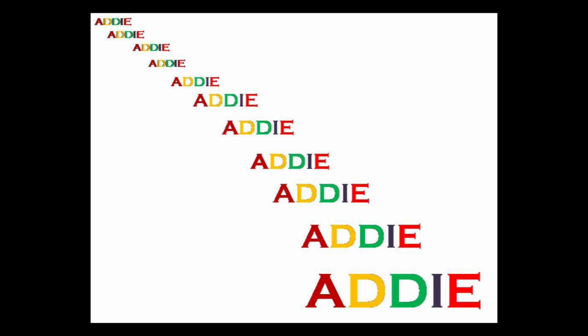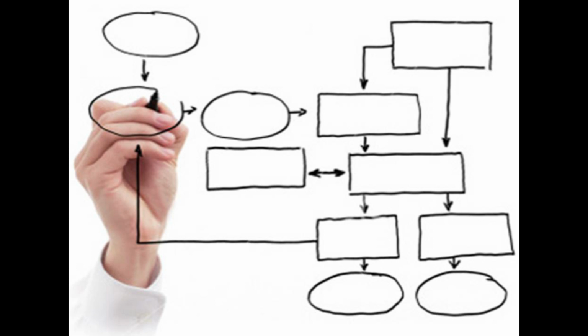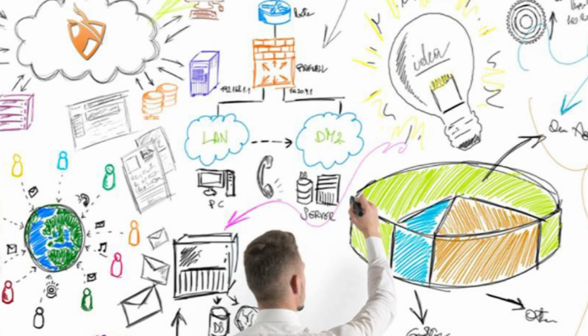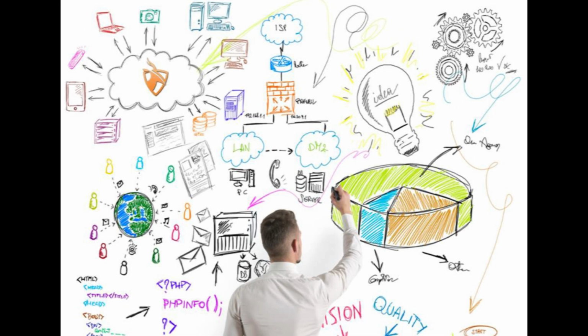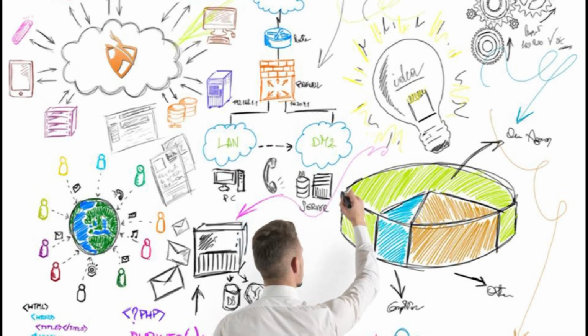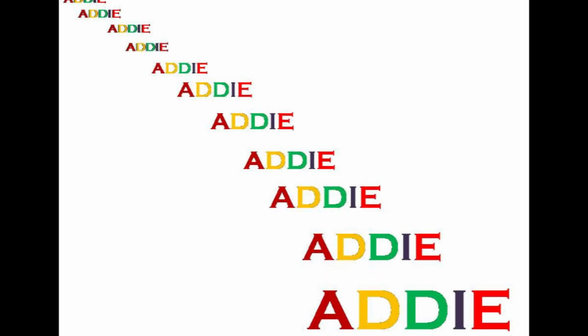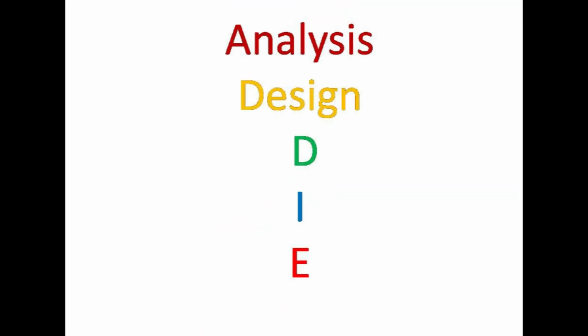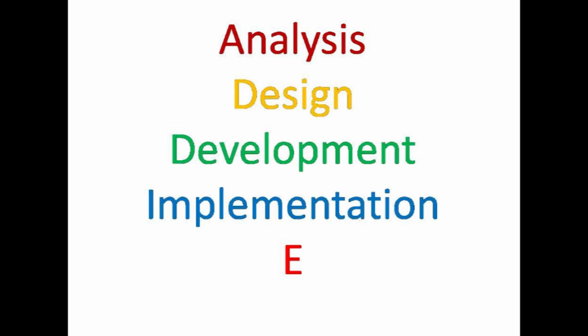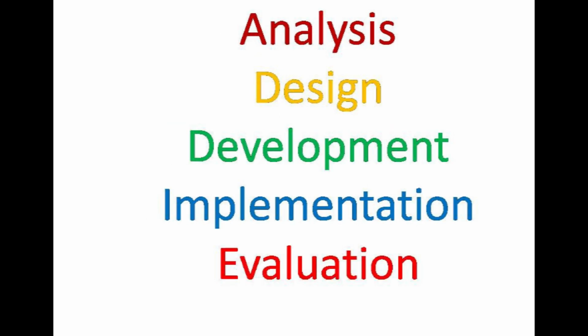The ADDIE model was initially developed by Florida State University and is one of the most commonly used models. This model is an approach that helps instructional designers, content developers, or even teachers to create an efficient and effective teaching design. ADDIE model consists of phases, namely analysis, design, development, implementation, and evaluation.